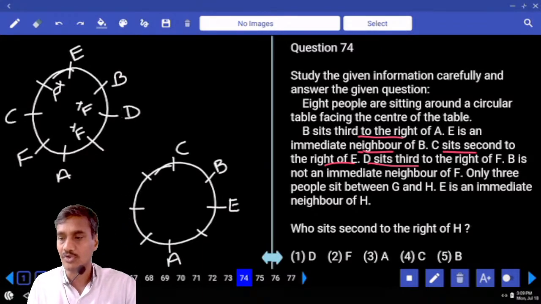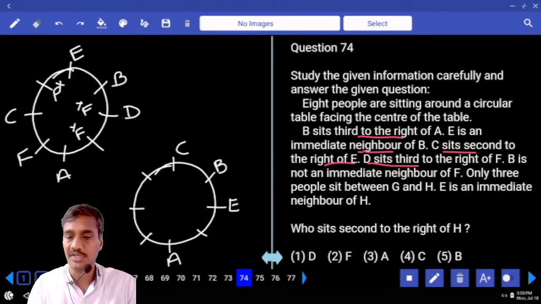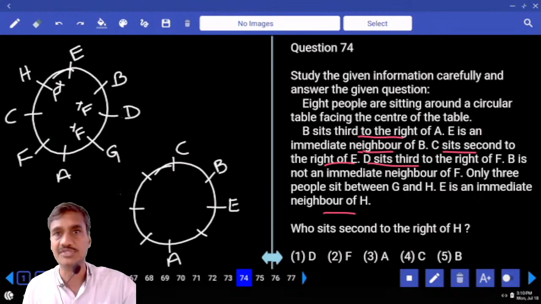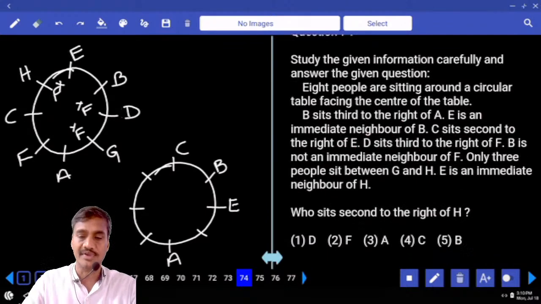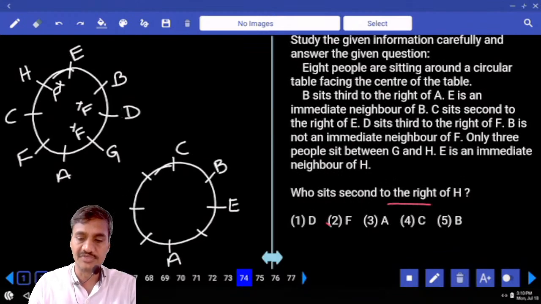And next one, only 3 people between G and H. G and H must be opposite, and E is an immediate neighbor of H. Now E and H are opposite, and G and H are opposite. E and G are adjacent, G and H are opposite. Then according to this, who sits second to the right of H? F sits second, that is choice 2 for 74.